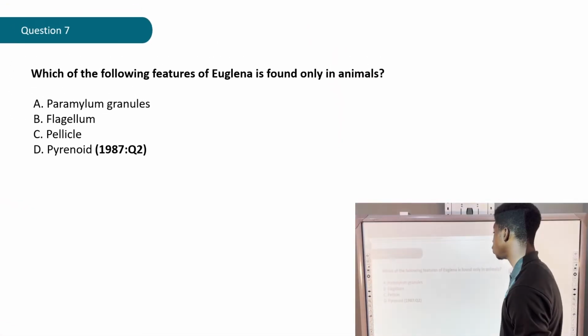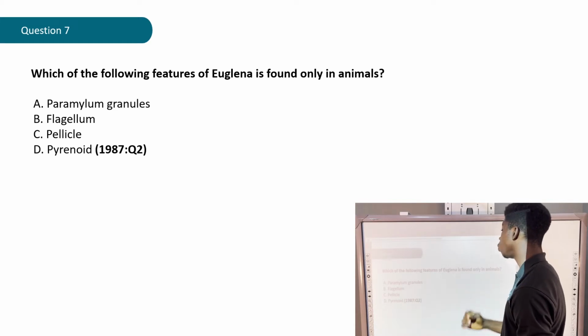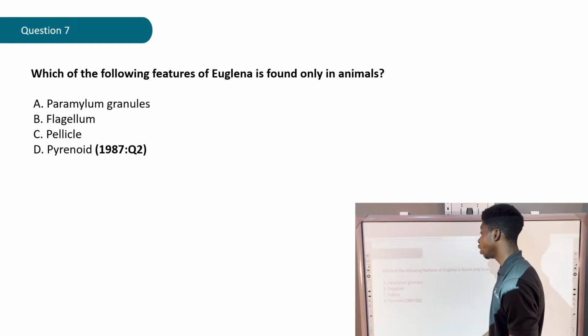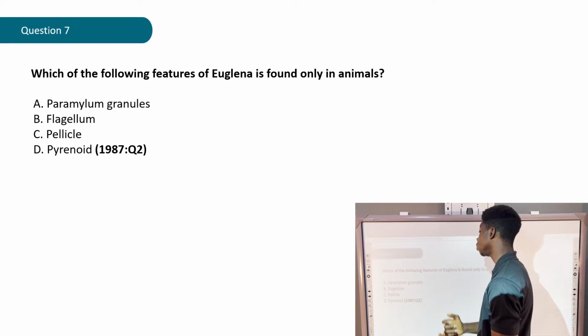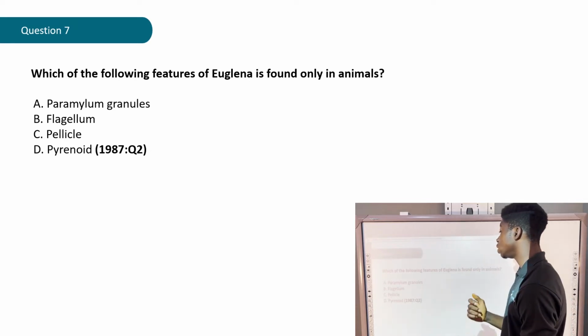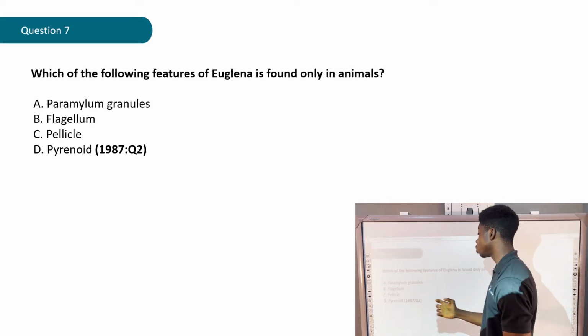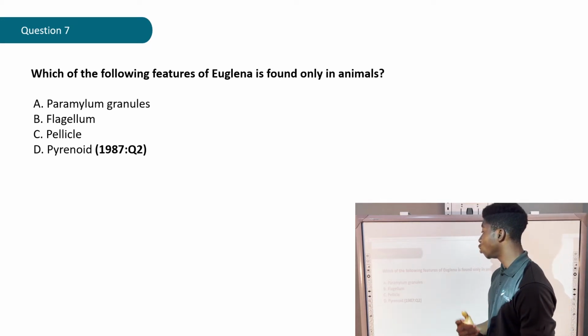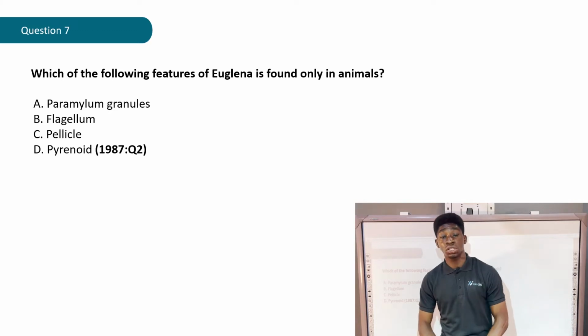Which of the following features of euglena is found only in animals? A. Paramylum granules, B. Flagellum, C. Pellicle, D. Pyrenoid. Question is found in the year 1987, question 2. Why not give it a try?